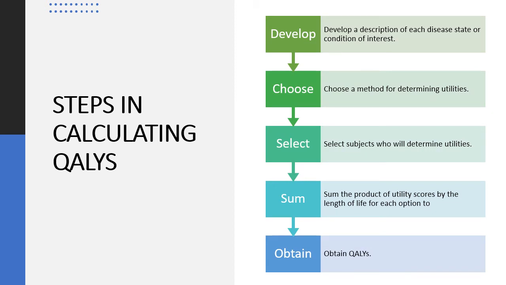Now we'll see the steps in calculating the QALYs. The first step is to develop a description of each disease state or condition of interest. Second, choose a method for determining utilities. Third, select the subjects who will determine utilities. Fifth, sum the product of utility scores by the length of life for each option too. And the last step is to obtain the quality adjusted life years. Next, we'll see each step in detail.